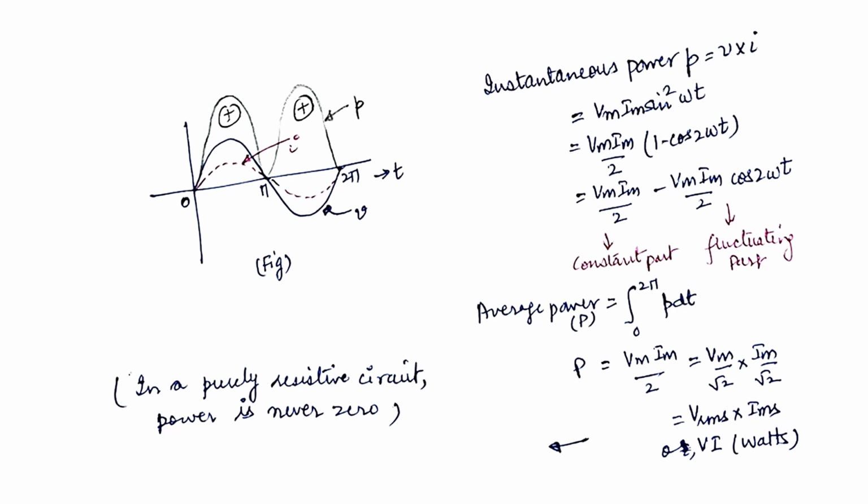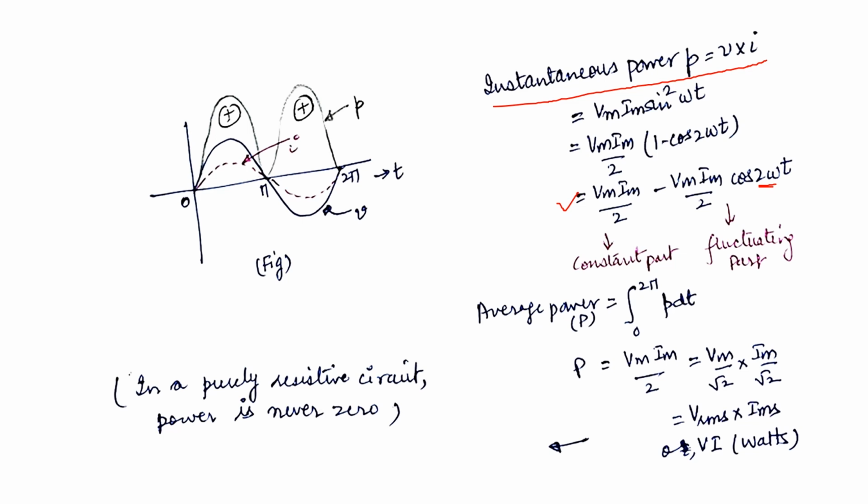Let us now calculate the formula for the instantaneous power p. So instantaneous power p will be the product of instantaneous voltage and instantaneous current. If we substitute the equations here, we get the formula for the instantaneous power as consisting of two terms, Vm Im by 2 and Vm Im by 2 cos 2 omega t. So the power consists of a first term known as the constant term, and the second term is a fluctuating term, and it is fluctuating at double the frequency because it's 2 omega, double the frequency of voltage or current waves.